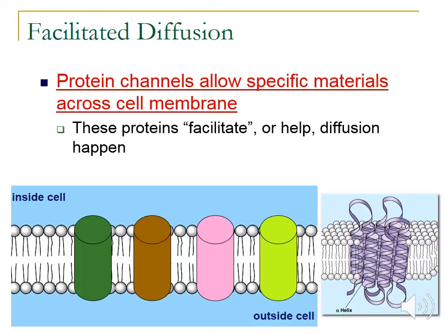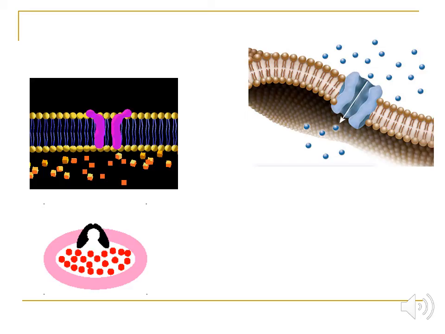Some molecules that move through the cell membrane by facilitated diffusion are sugar and amino acids, both of those because they're rather large molecules, water because it's a polar molecule or it has a charge to it, as well as salts because salts have either a positive or a negative charge.